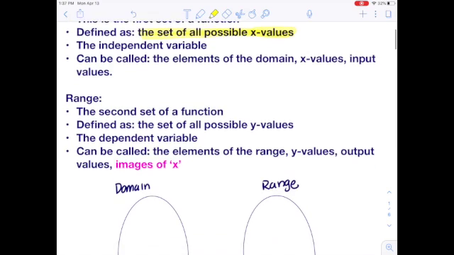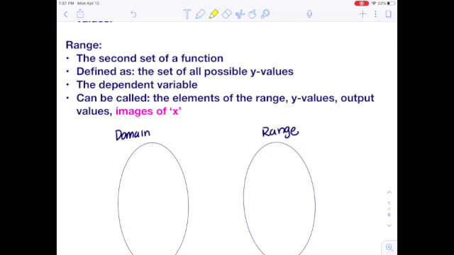As opposed to range, it's just the second set of the function. So its formal definition is the set of all the possible y values. It is also the dependent variable, and it has a few names: the elements of the range, the y values, the output values, and one that you have to pay special attention to in IB. They call it the images of x.